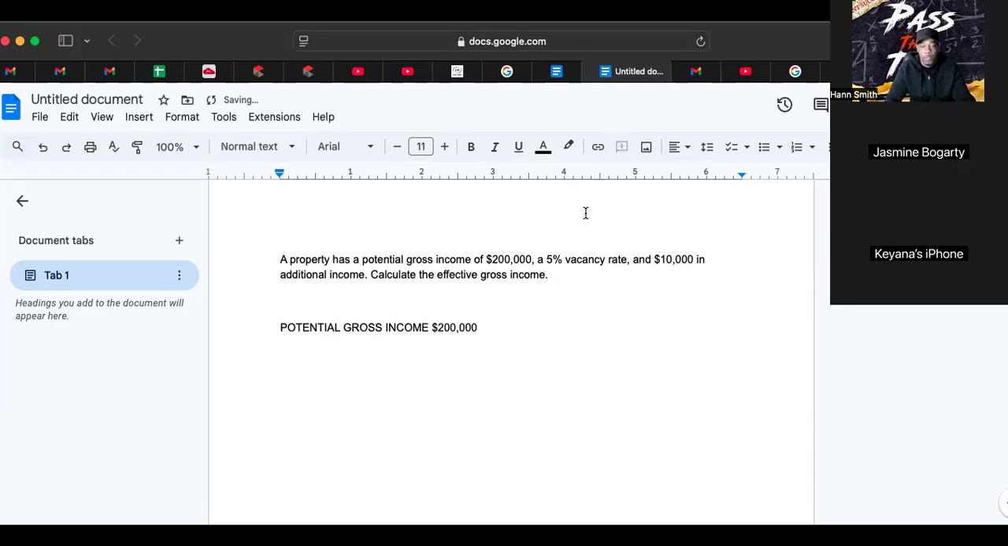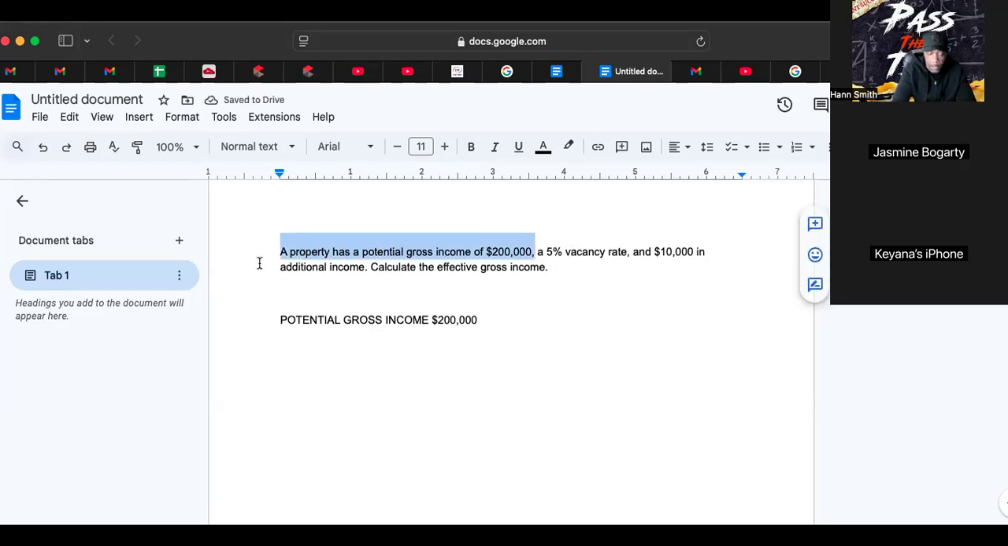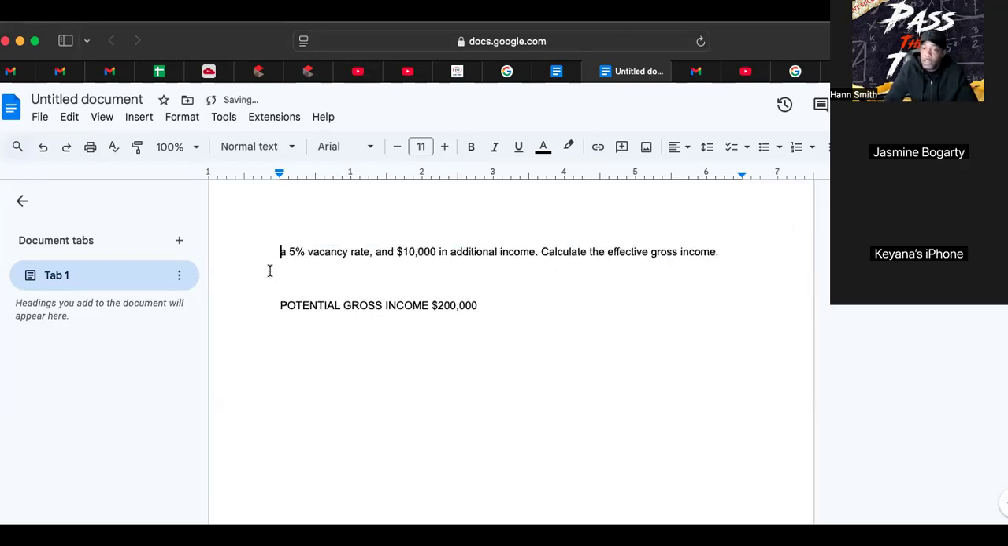Let's keep reading. We can get rid of this part of the question. That's done. We're done with that. We accounted for that. What we're trying to do is turn it into many questions. A vacancy rate of 5%. 5% vacancy. Let's do it like this.